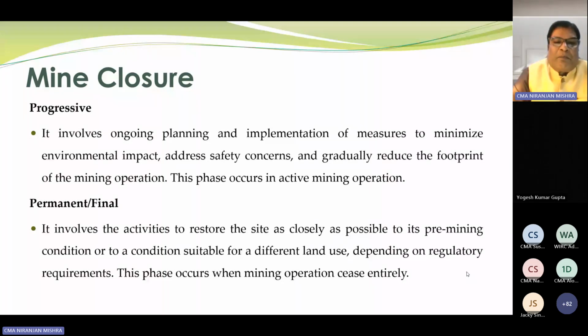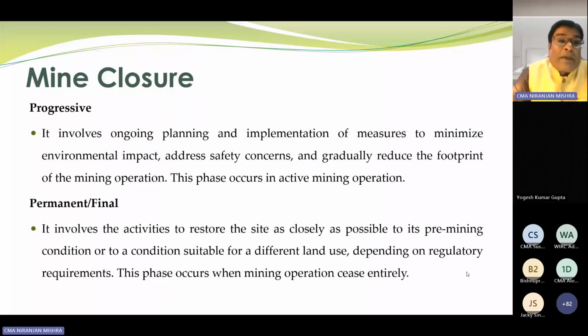The per hectare mine closure cost will not be the same in Odisha as compared with Rajasthan, because 3 to 4 factors are involved. These 3 to 4 factors have a lot of impact in deciding the mine closure cost per hectare.